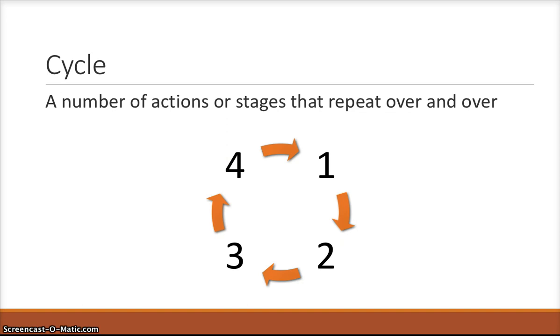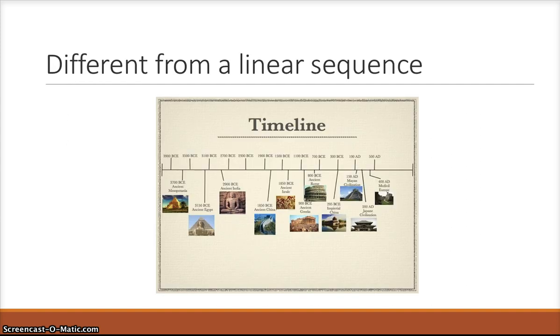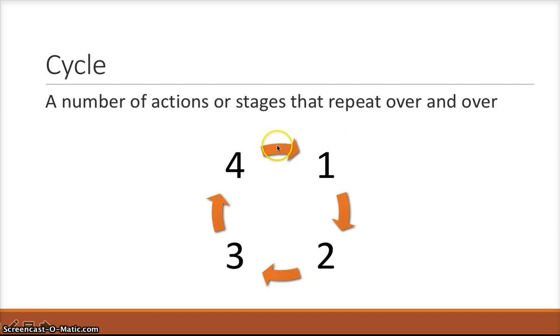A cycle is a number of actions or stages that repeat over and over. So this is different from a linear sequence where we start at the beginning and we go to the end and we're never looping back. Like every day you have first hour, then second hour, then third hour, then fourth hour. So that's a linear sequence. So we're working in one direction only. In a cycle, we go around and around and around. So after we finish 4, we go back to 1.